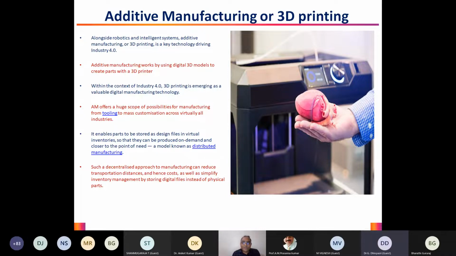Now, with the advent of 3D printing, the entire scenario has changed. One thing is that 3D printing is very, very efficient. It takes these digital 3D models and creates a 3D part using a printer called a 3D printer, right? So with respect to Industry 4.0, these 3D printers are emerging as one of the most valuable digital manufacturing technologies.